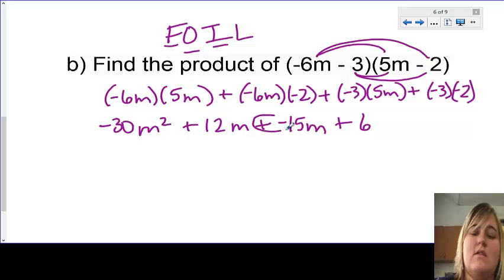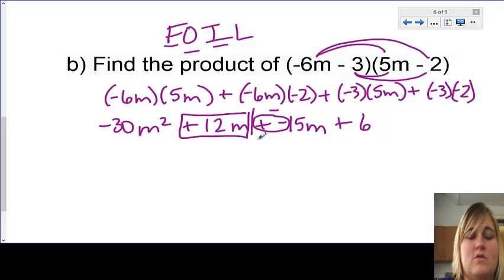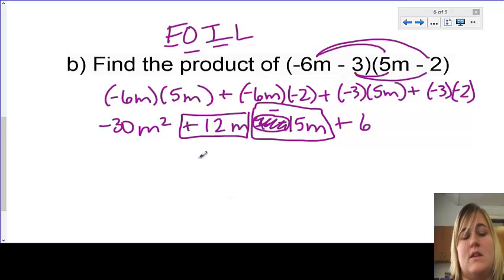And I can see here that I have a double sign. They're opposites, which gives me a negative. And I have like terms. I'm going to put those together. Okay, I'm also going to just get rid of this so we can see it's a negative there.